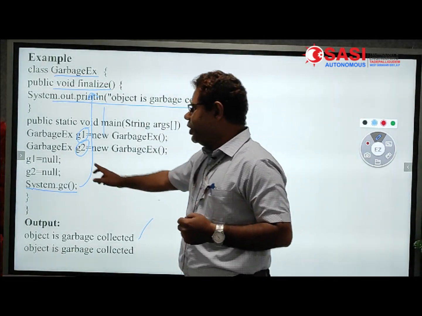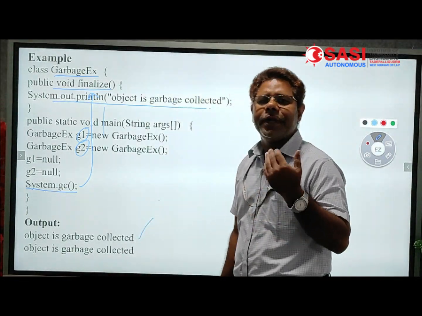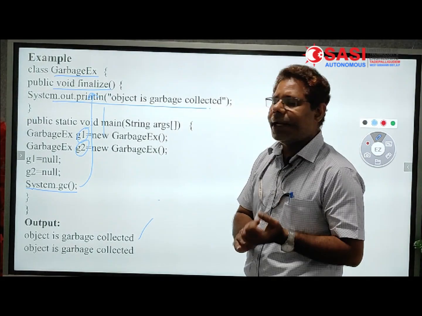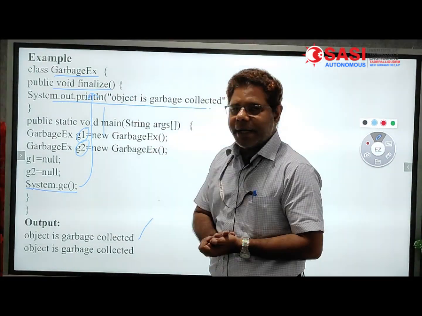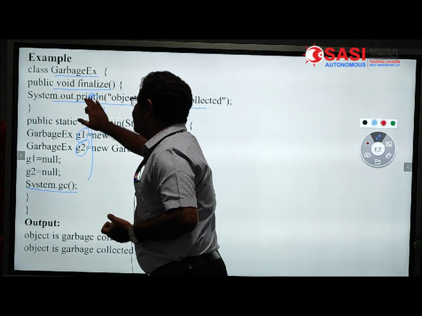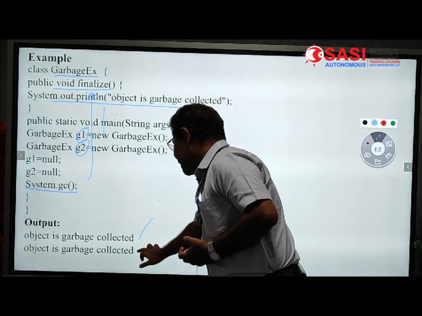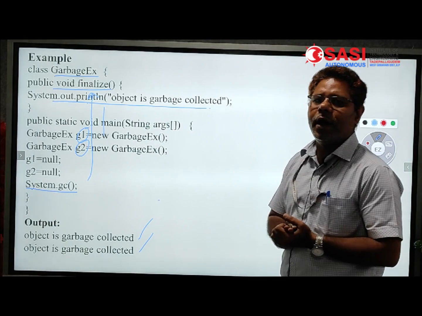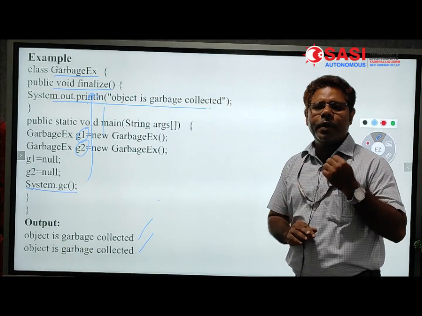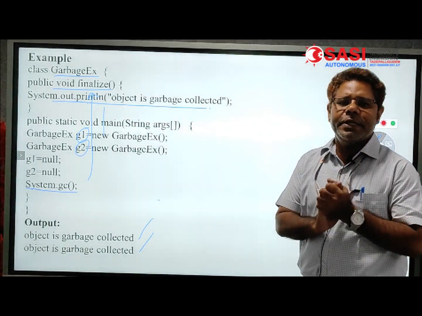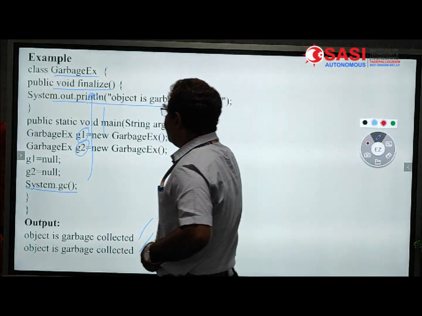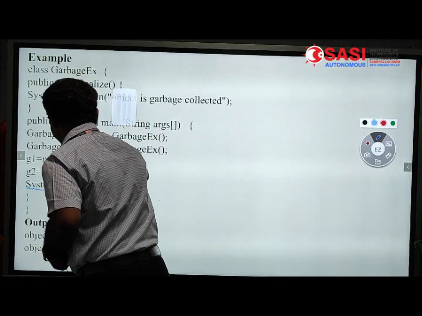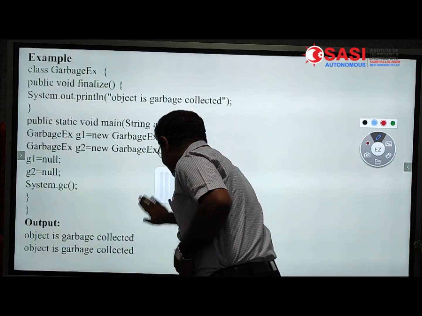Then similarly, G2 equal to null. That means we need to remove the G2 object. So here also the finalize method was called before garbage collection. So in this case also the output is object is garbage collected. So before removing the objects, it will call the finalize methods. So this is how we can use the finalize method. So this is the garbage collection.